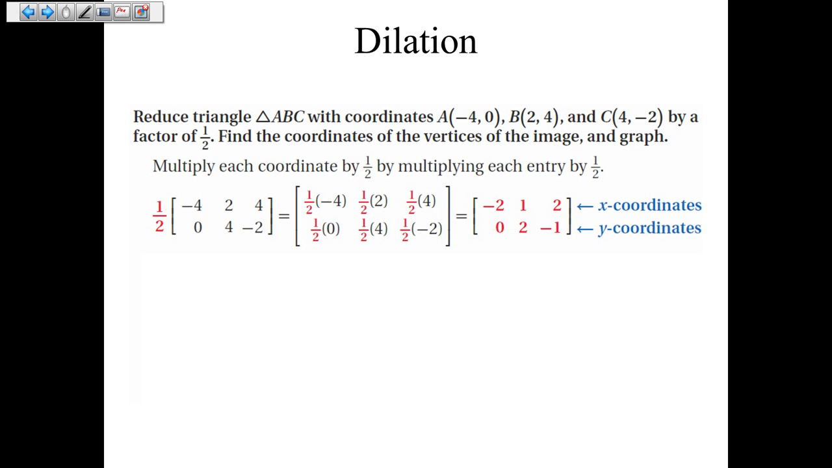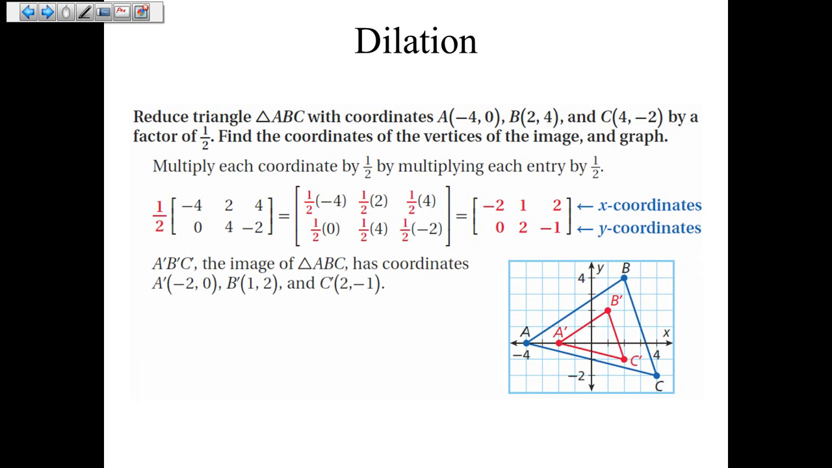We see our new x coordinates, we see our new y coordinates, and now all that's left to do is list the new points. A primed, the image of A, is -2, 0. The image of B is 1, 2. And C primed, the image of C, is 2, -1. And here we see a graph with our original triangle ABC and the new smaller image.